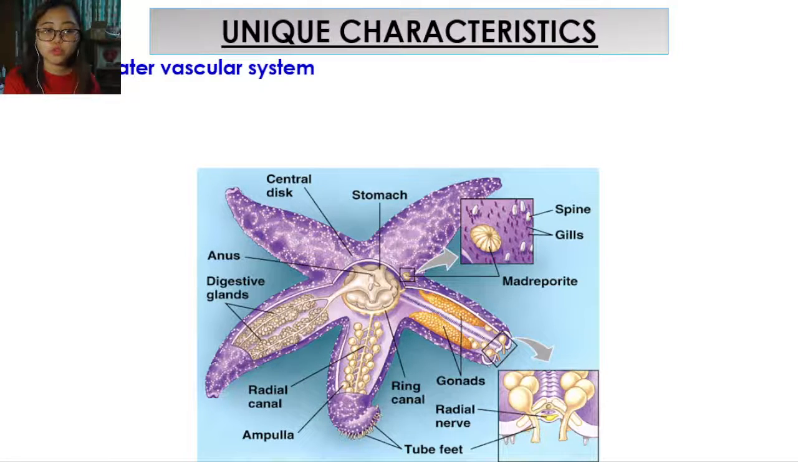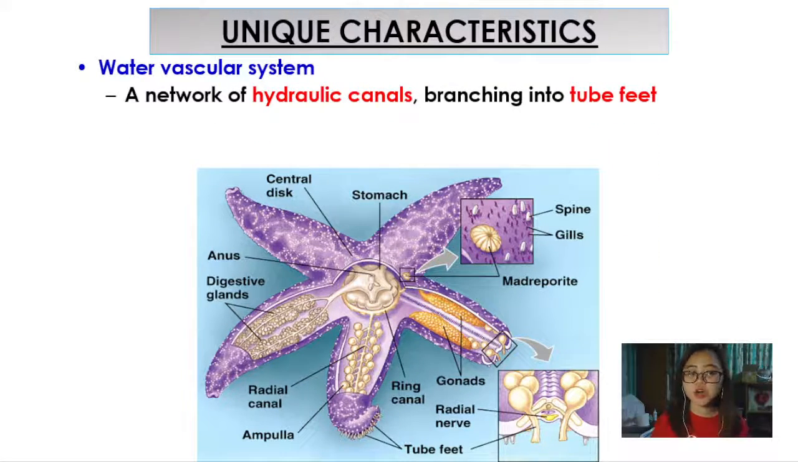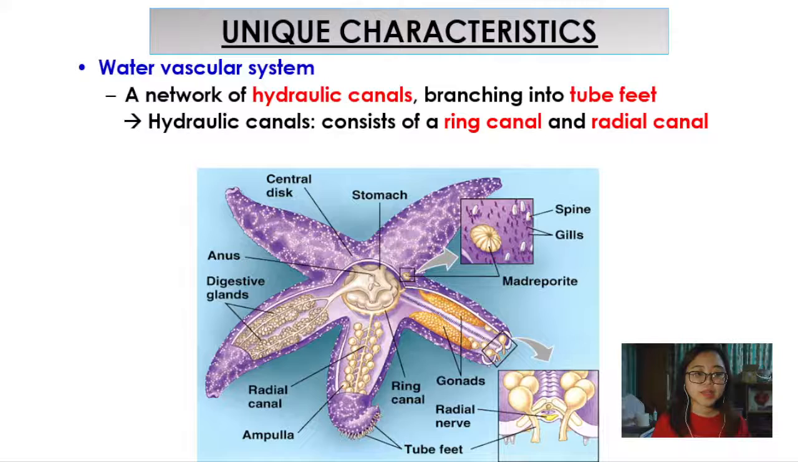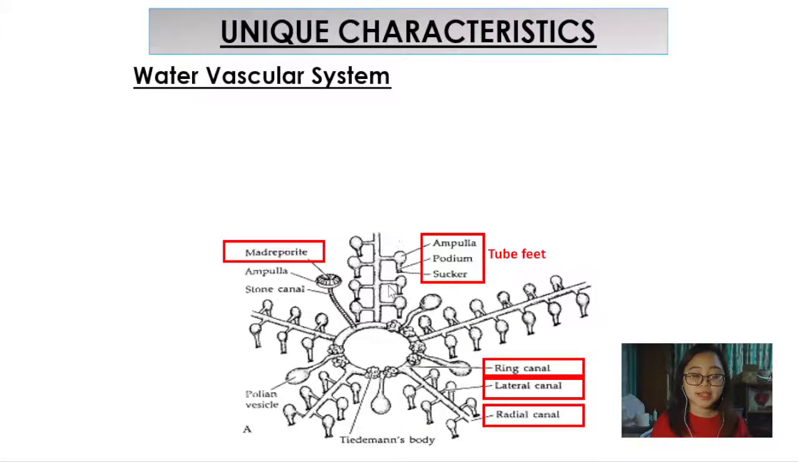Echinoderms also move by their water vascular system. This water vascular system in echinoderms is consisting of a network of hydraulic canals that branch into tube feet. The hydraulic canals consist of a ring canal in the middle here and a radial canal. The function of the water vascular system is for the locomotion of the organism, for feeding, and also for gaseous exchange. This is what the water vascular system looks like when you dissect the echinoderm.